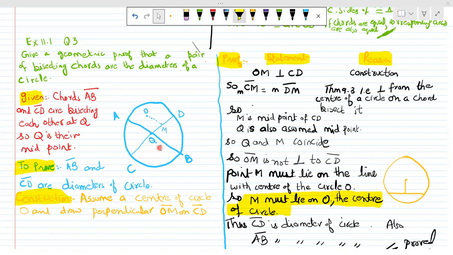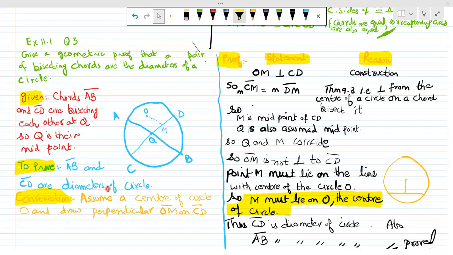If somehow we become able to prove that O is actually the center of the circle, it means that CD, as it is passing through the center of the circle, is a diameter. Also AB, which is passing through the center of the circle, is a diameter. But right now, Q is just a midpoint of AB and CD.